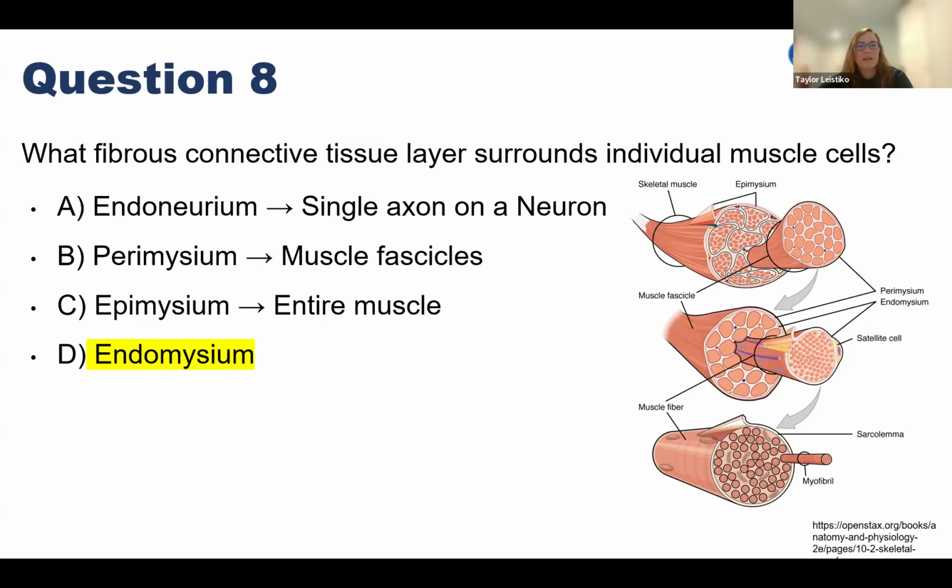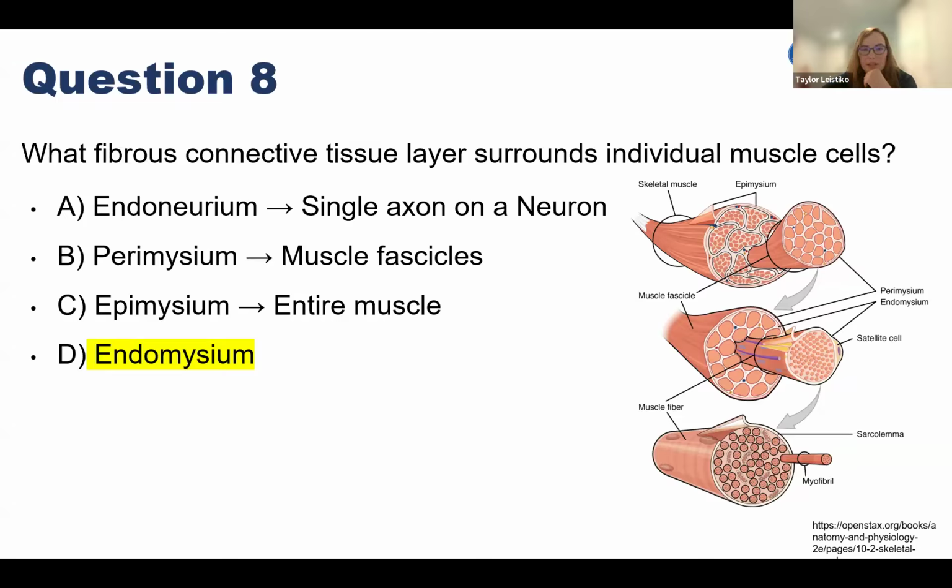So you can think about it. We know that myo means muscle, mysium also means muscle. And then endo is like within, so that's always going to be the innermost layer. And then peri means around. So that's just like the middle one around the fascicles. And then epi means like over, on, or above. So your epi is going to be the outermost layer.